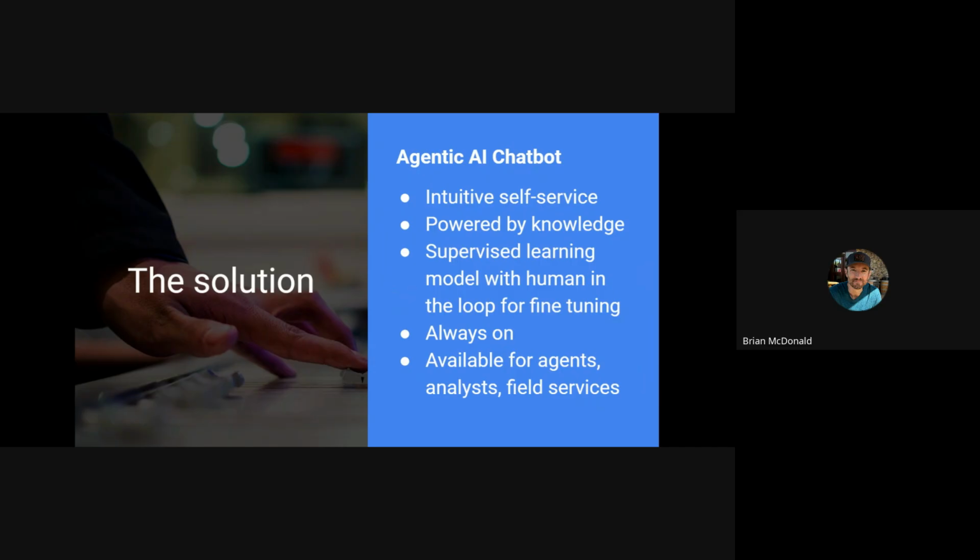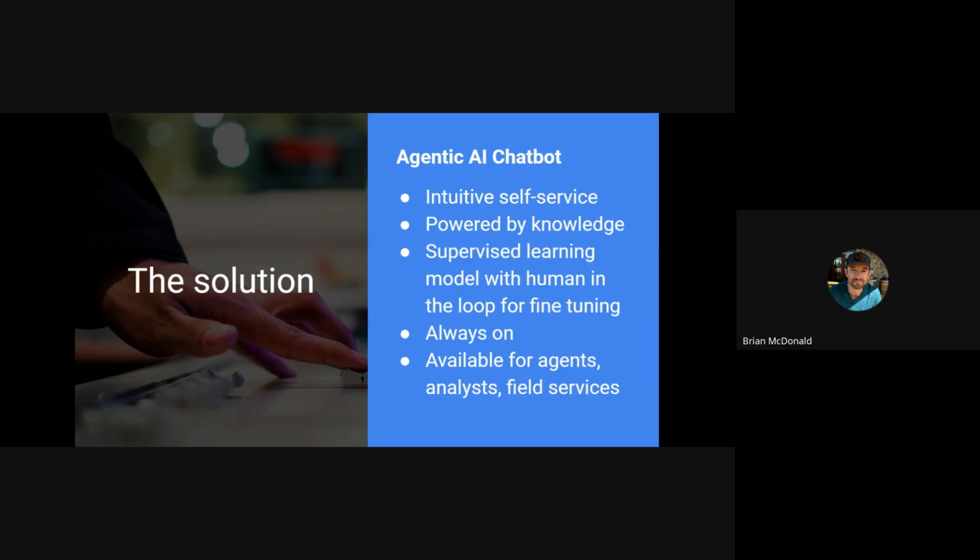The chatbot then would have what we would call supervised learning, but keeping the human in the loop for fine tuning. So as time goes on, that chatbot needs to continue learning. Maybe some corrections need to occur so that it can answer more questions, or answer questions correctly. That fine tuning has to occur with a human in the loop. So definitely would use that model.